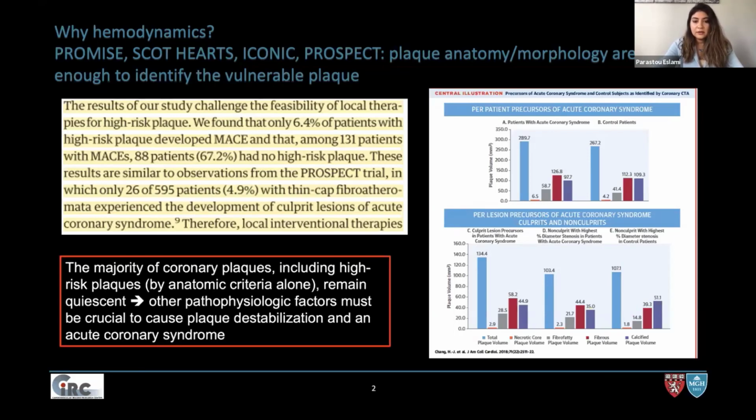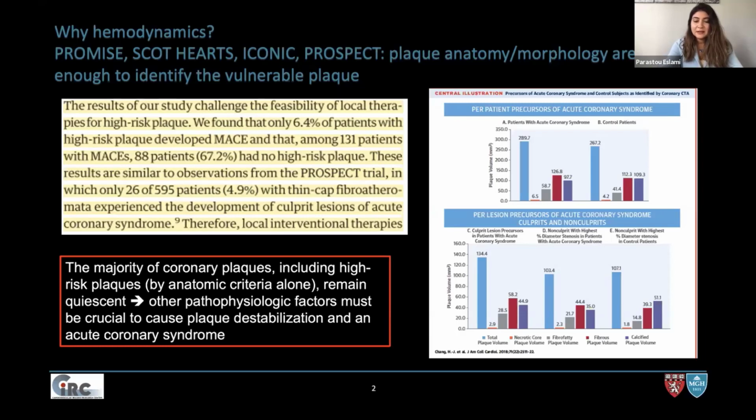Therefore, the majority of the coronary plaques, including high-risk plaques by anatomic criteria alone, remain quiescent, and other physiological factors must be crucial to cause plaque destabilization and an acute coronary syndrome. And we do need a hemodynamic factor to guide us through that.